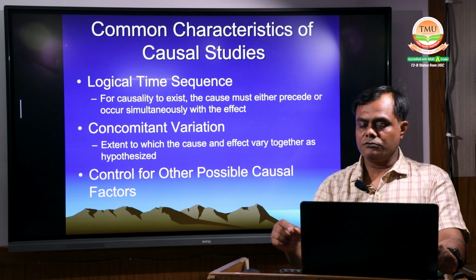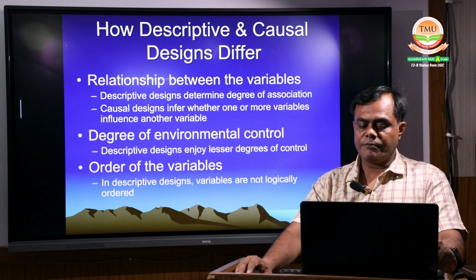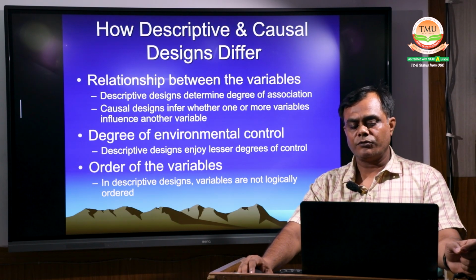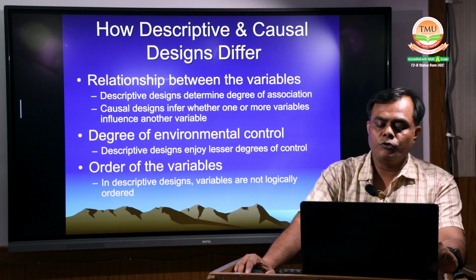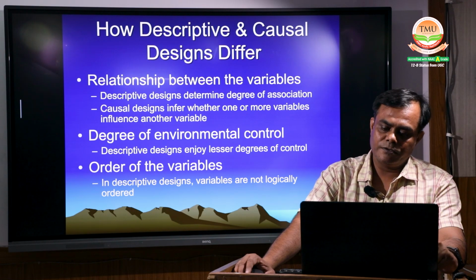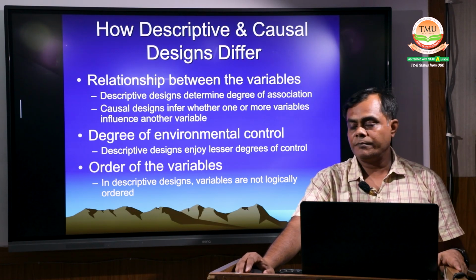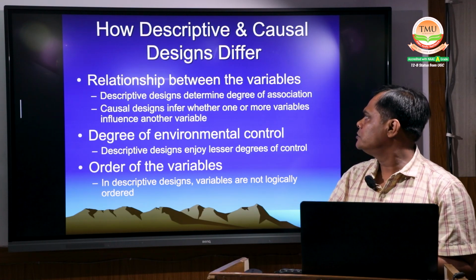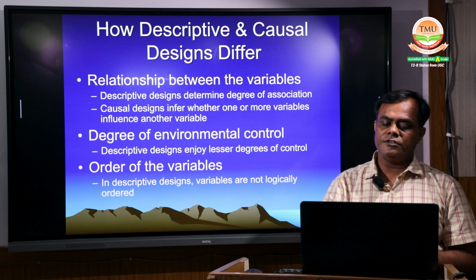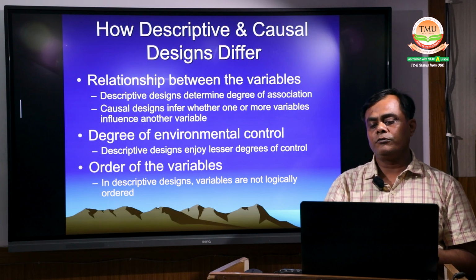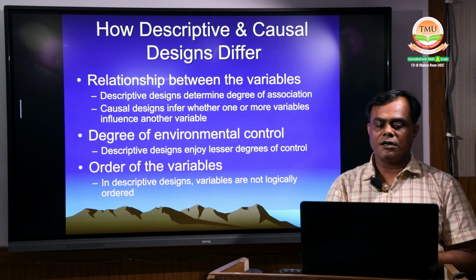How do descriptive and causal research designs differ? Relationship between the variables: descriptive design determines the degree of association. Causal designs examine whether one or more variables influence other variables. So on the basis of relationship, descriptive and causal are very different. Descriptive just determines the degree of association. On the other hand, causal design gives you an input of the influence of one variable on other variables.